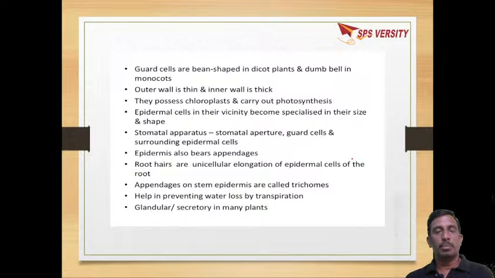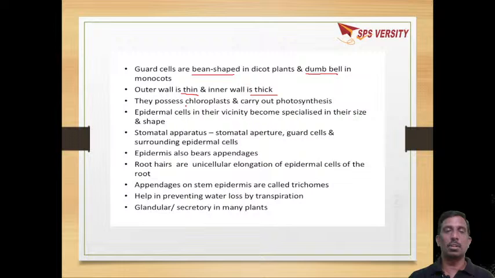और स्टोमाटा में डाइकोट्स और मोनोकोट्स में, डाइकोट्स में स्टोमाटा गार्ड सेल्स आर बीन शेप्ड, और मोनोकोट्स में डम्बल शेप्ड रहते। और इनर वॉल ऑफ गार्ड सेल्स इज थिक एंड आउटर वॉल ऑफ गार्ड सेल्स इज थिन. And its special characteristic feature is guard cells have chloroplasts which will carry out photosynthesis. Okay.